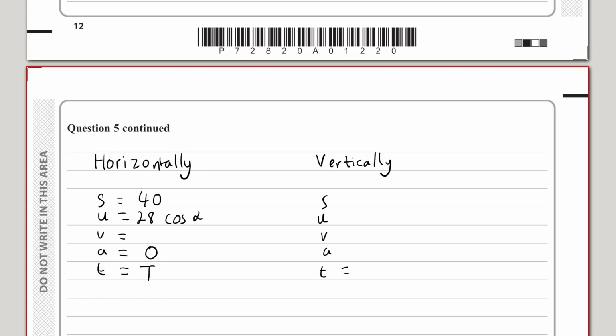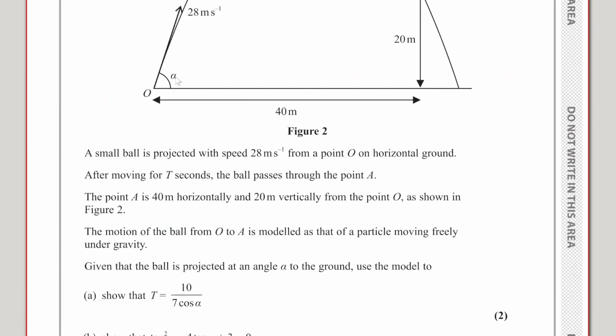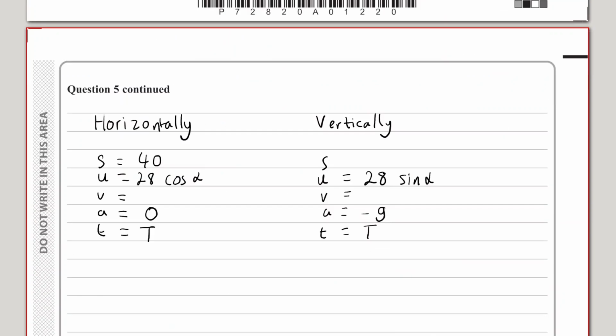So t will also be t for the vertical part. The acceleration is due to gravity, negative g. We don't know the final velocity. Our initial is 28 sine alpha for our vertical component, and its displacement was 20 meters. So for our horizontal component, that's the easiest one to work with.